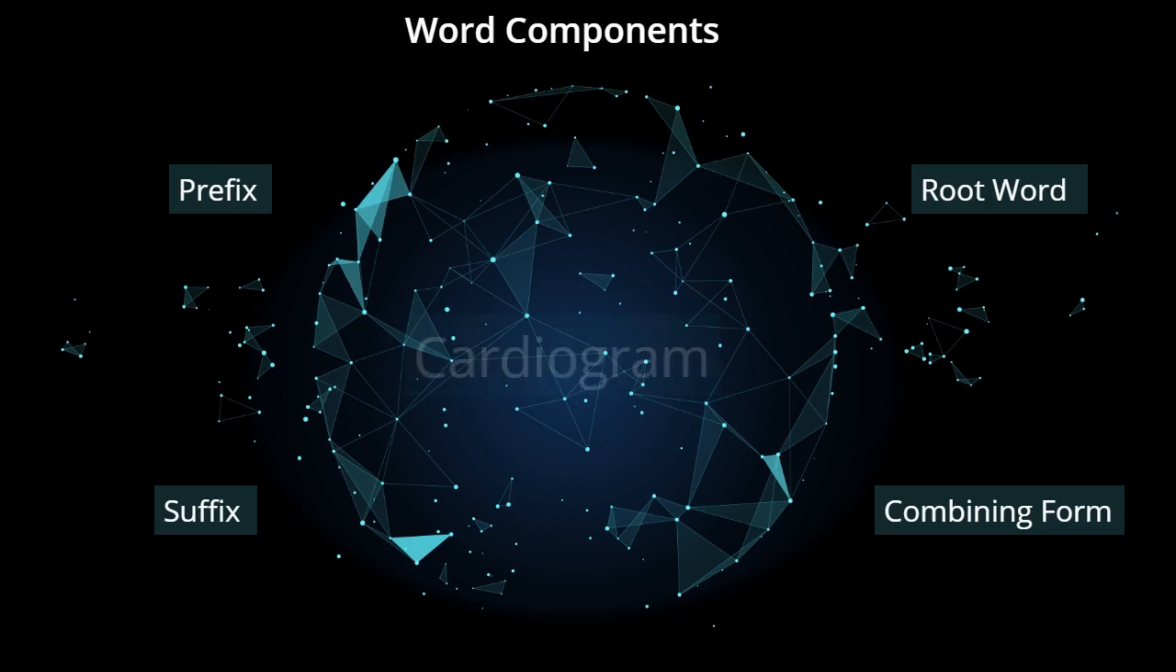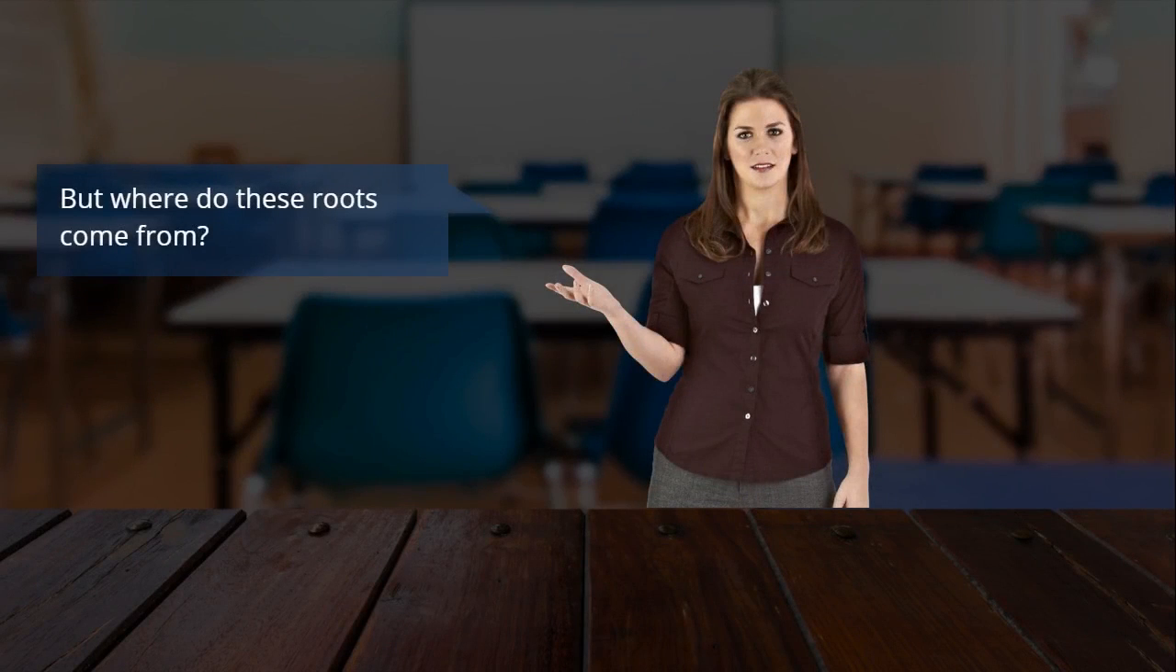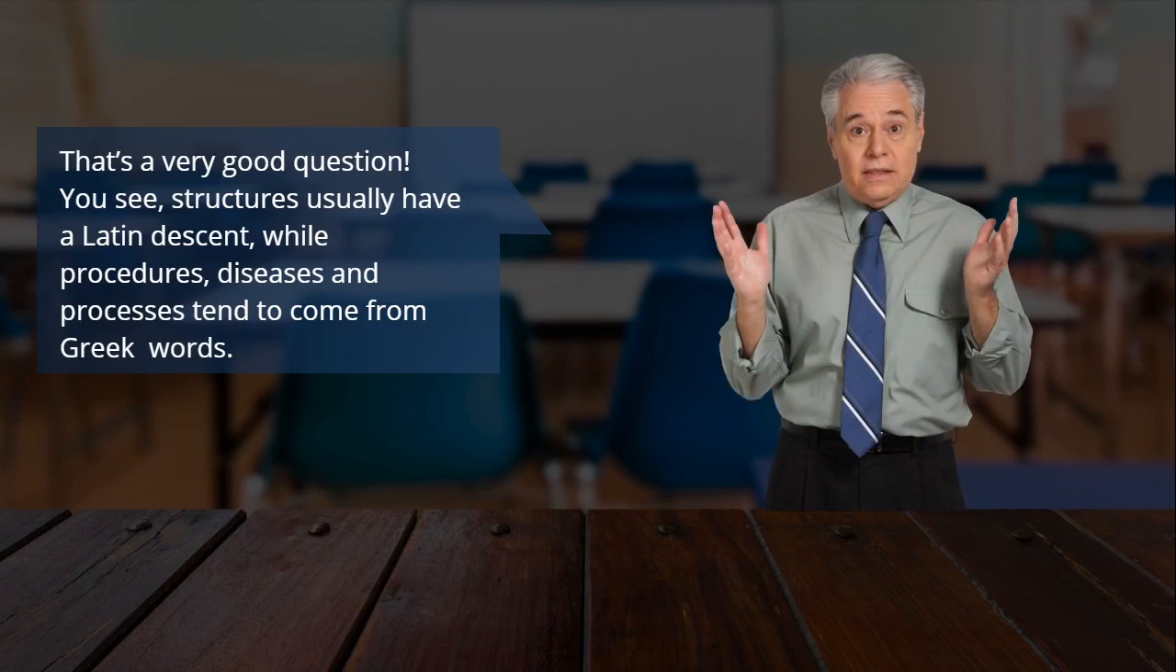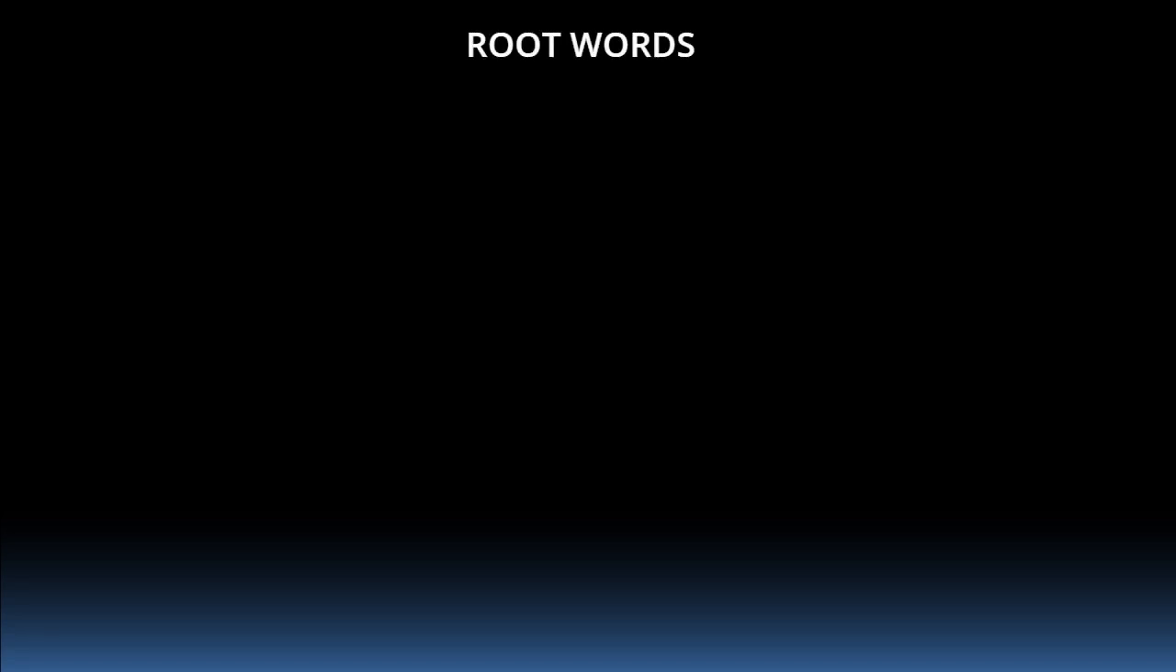A good example of this would be cardiogram. The combining form of this would be cardio. But where do these roots come from? That's a very good question. You see, structures usually have a Latin descent, while procedures, diseases, and processes tend to come from Greek words. Now, let's dive into these root words first.